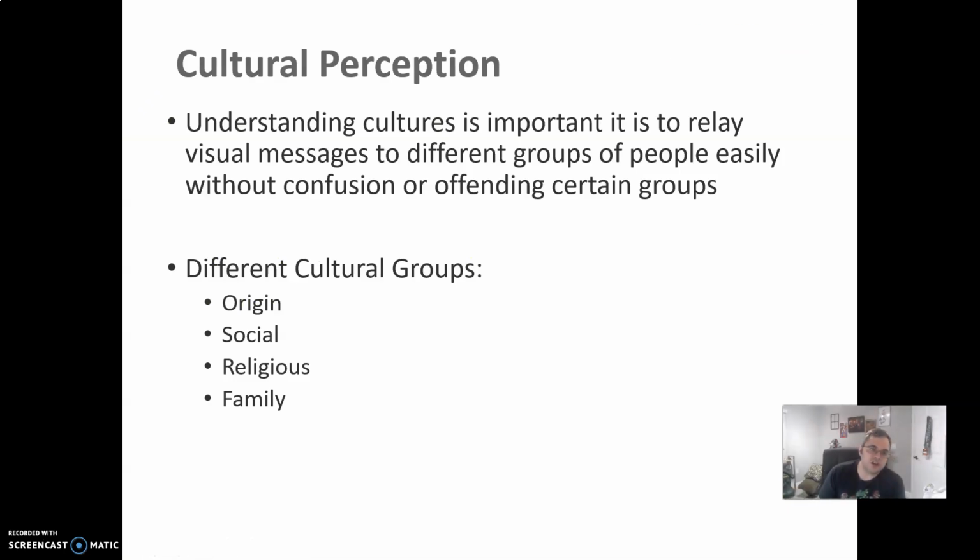So this week we're going to start with understanding cultural perception. We're going to focus a lot on that, but also go into detail more about perception as a whole and how it affects a lot of different elements. When we're talking about cultures, it's important to understand visual messages for those different groups of people, especially without confusing or offending certain groups. Those different cultural groups are based off of where you're from, who you know, who you hang out with, religion, what type of religious elements you have, and then familial elements, like what family you're from. And we'll go a little bit more into detail on each of those aspects.